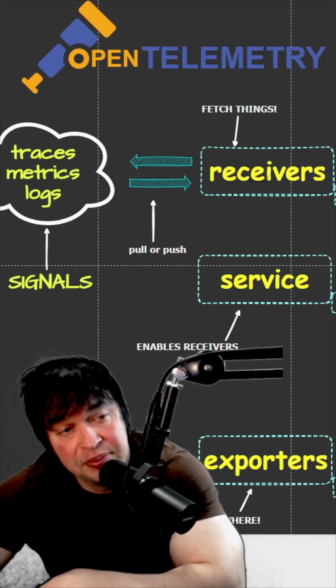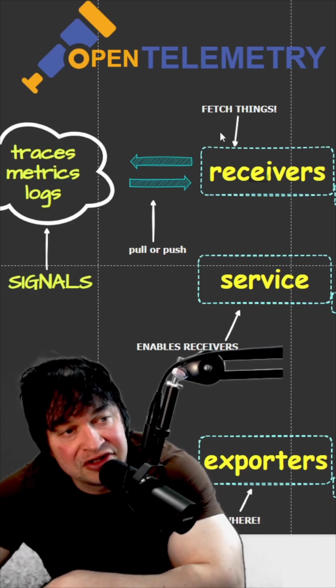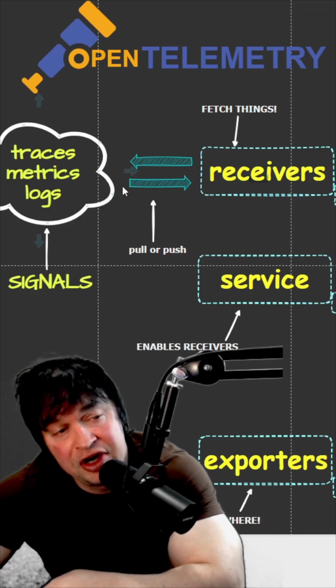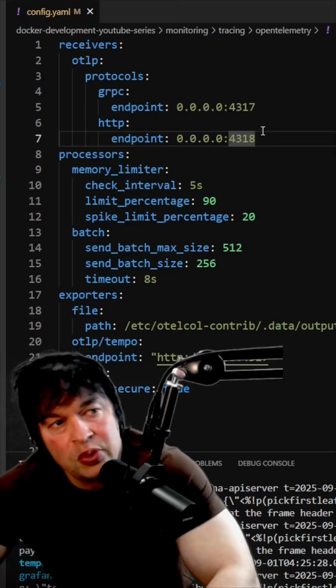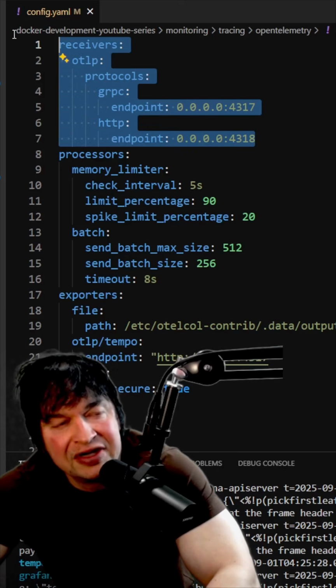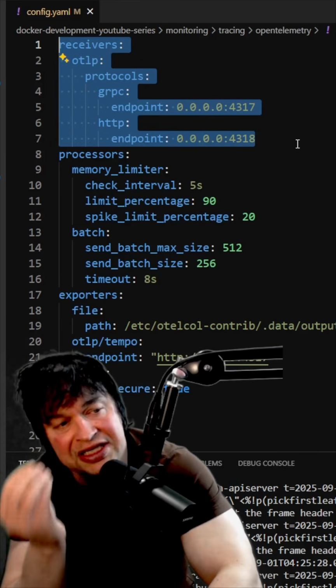The first thing we do is build a receiver. Receivers allows us to fetch things using either a push or a pull mode. In our case, we want to receive traces. So we learn how to do that by defining a receiver block in order to receive traces.